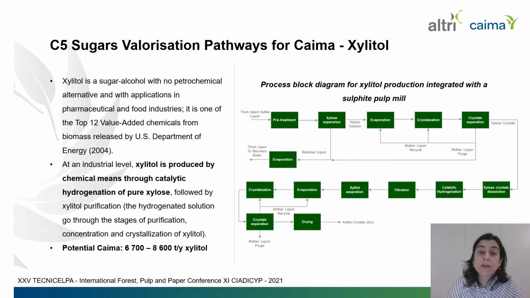At an industrial level, xylitol is produced by chemical hydrogenation of pure xylose in the presence of a catalyst at elevated temperature and pressure, followed by xylitol purification. For Coimbra, we estimated a production between 6,700 to 8,600 tons per year of xylitol.